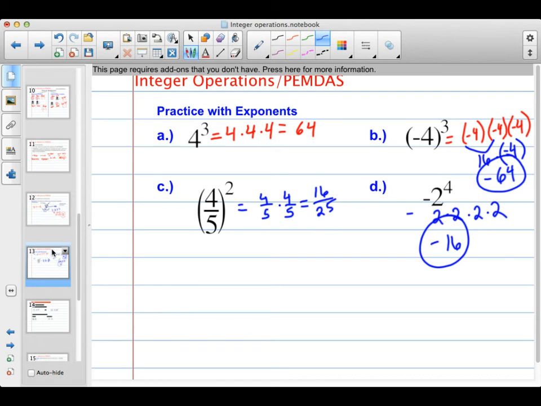All right, so some practice with exponents. I'm guessing you guys have seen them. This is just some review on that topic.